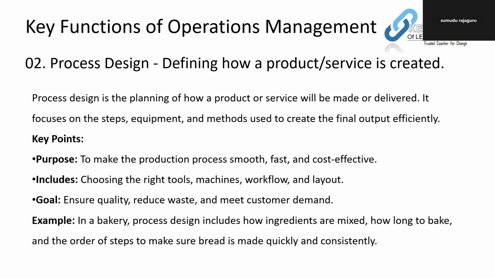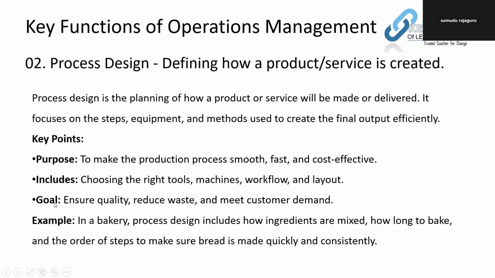Then process design. After we design the product, now we have to think about the process. Defining how a product or service is created. Process design is the planning of how a product or service will be made or delivered. It focuses on the steps, equipment, and methods. So, what are the process steps? What are the equipment? What are the methods we can use? Key points are also highlighted here. The purpose of process design is to make the production process smooth, fast, and cost effective. It includes choosing the right tools, machines, workflow, and layout.